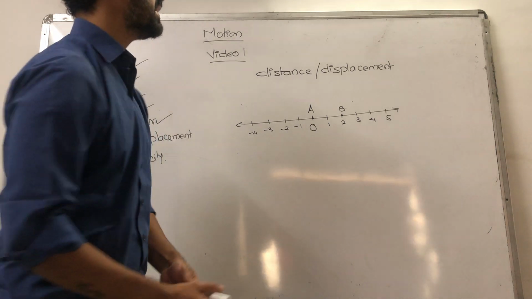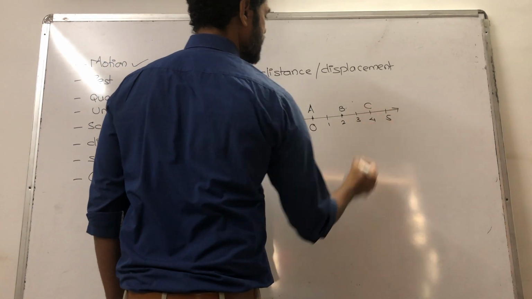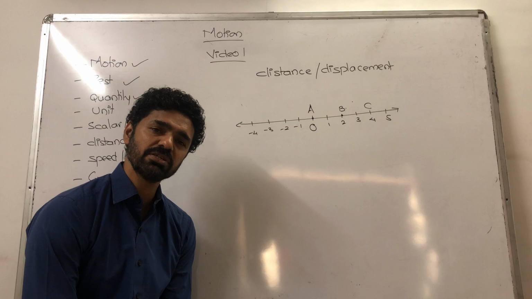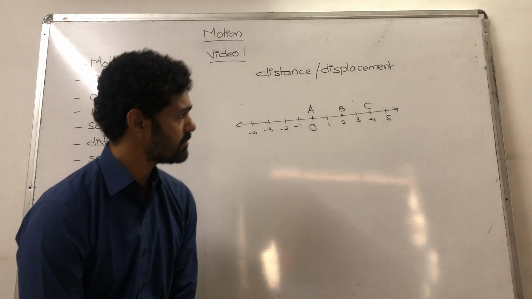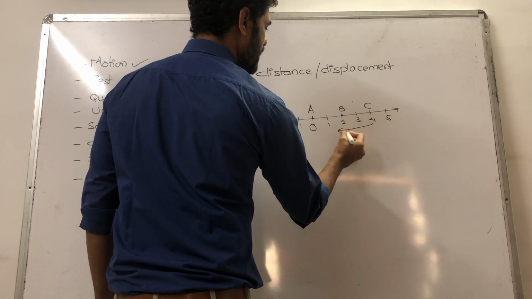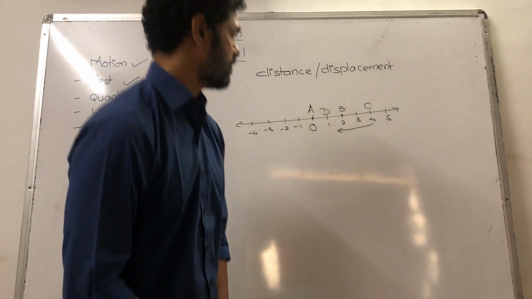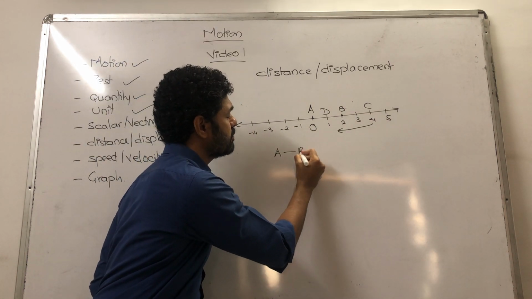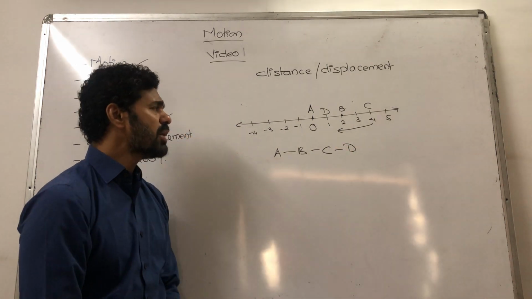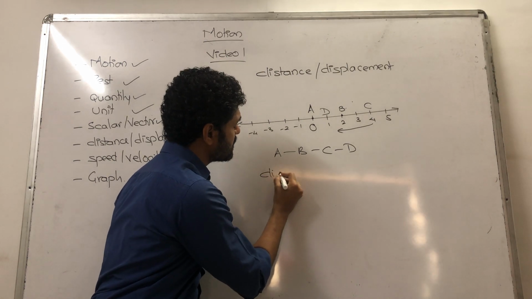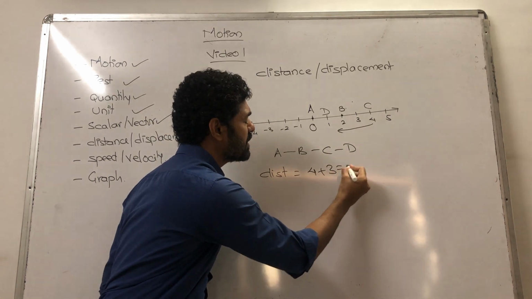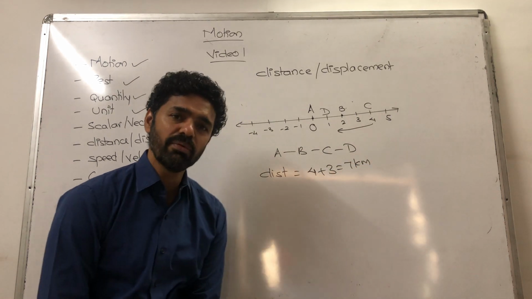Now from B, let's say A comes to C. So now what is the distance travelled? You will say 4 kilometers. And what is the displacement? Again 4 kilometers. Now suppose from C, A comes to D. A to B, B to C, C to D. So now what is the distance travelled? A to C was 4 kilometers, C to D is another 3 kilometers, so the distance travelled is 7 kilometers.